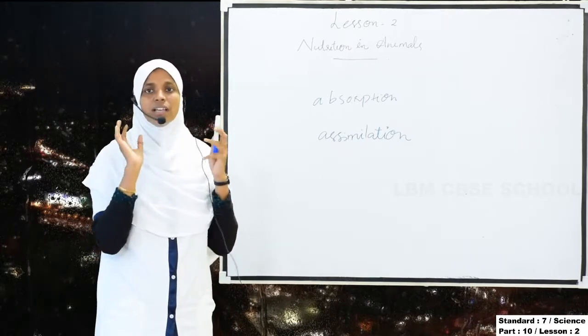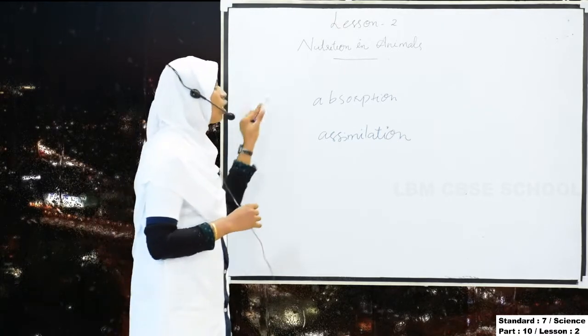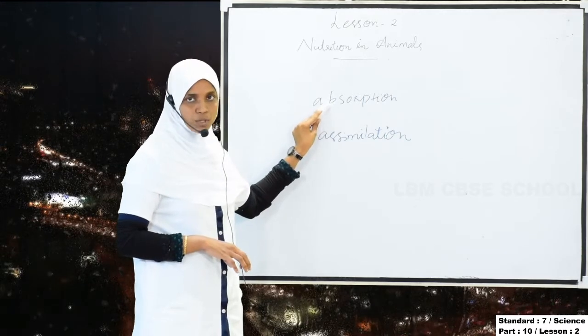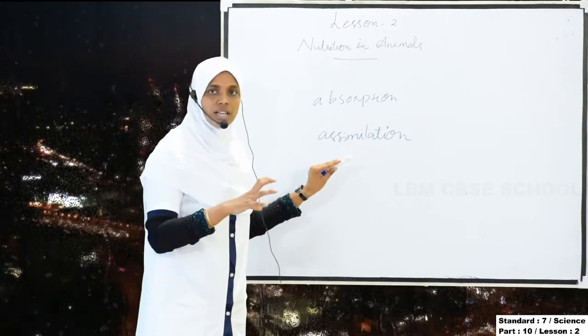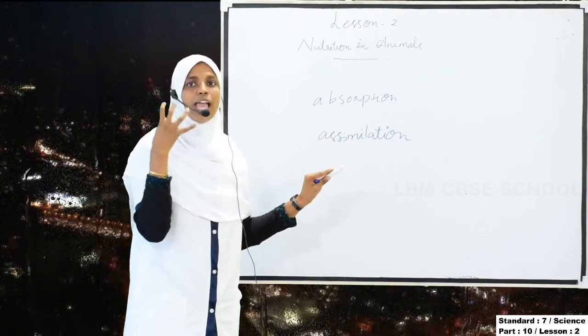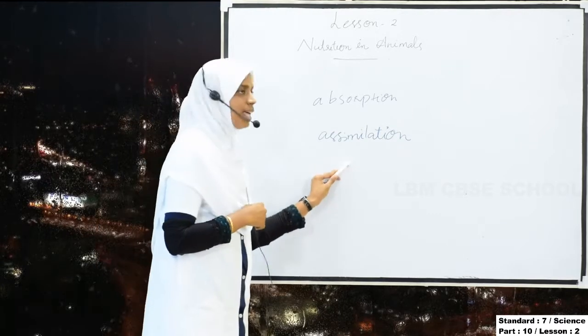So what happens in the small intestine? There are two processes that take place in the small intestine. You have learned about those two processes, absorption and assimilation. The food is absorbed and the food is used. After the digestion the food is used, and the digested food helps to build complex substances like protein, and that process is called assimilation.